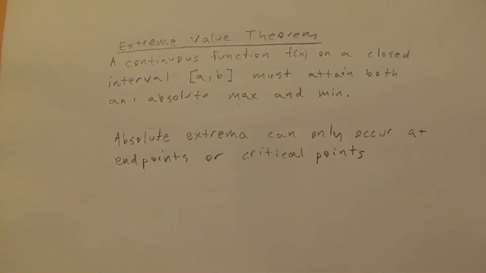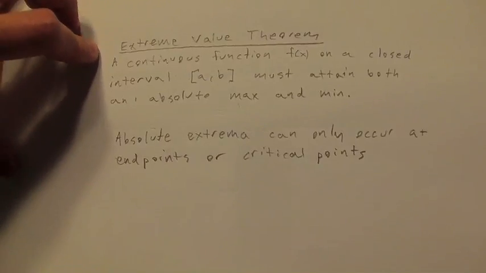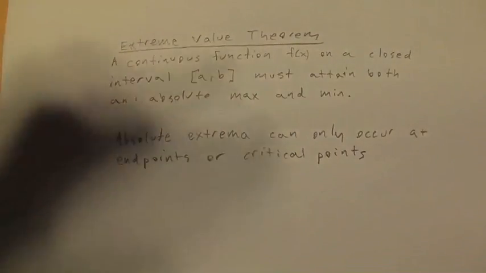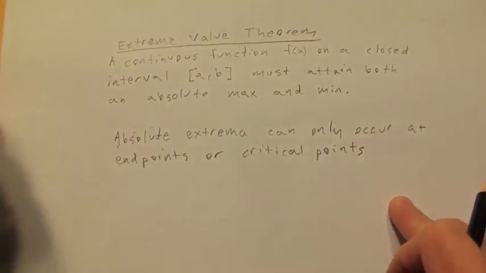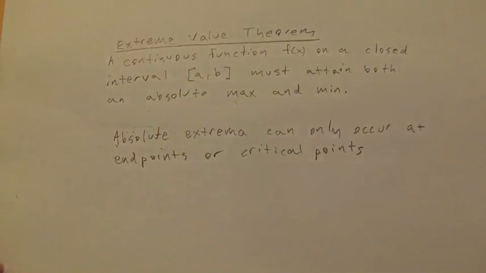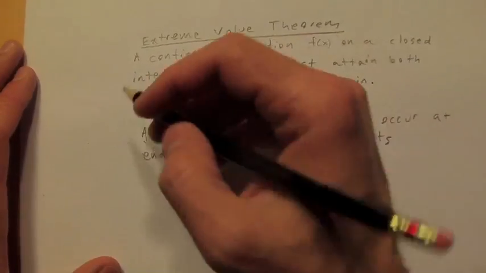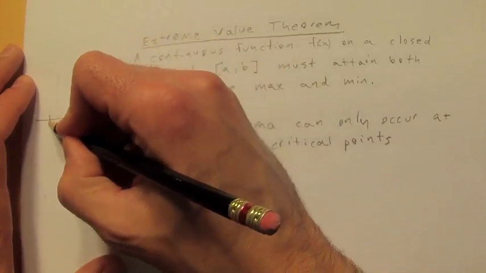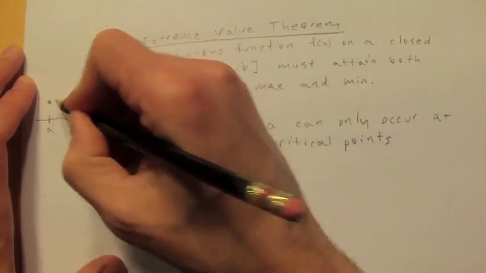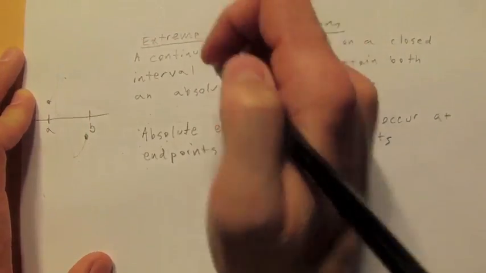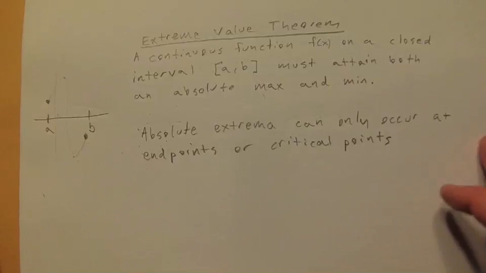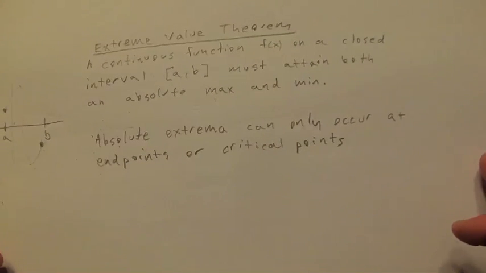But basically, we're going to use the extreme value theorem, which basically says that a continuous function f of x on a closed interval, a to b, must attain both an absolute max and min, so both extremes. Okay, and if you think about it, if you have a continuous function on a closed set, a to b, you can't really draw it without having both an absolute max and an absolute min. Okay? You can go ahead and give it a shot if you don't believe me. Try to draw a continuous function from a to b that doesn't have both a max and min absolute.